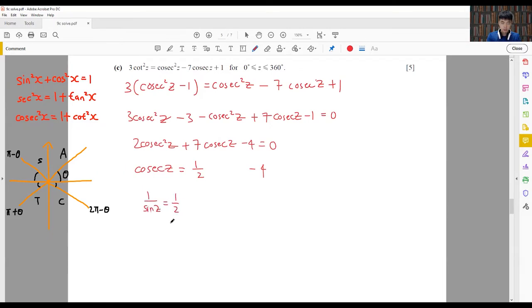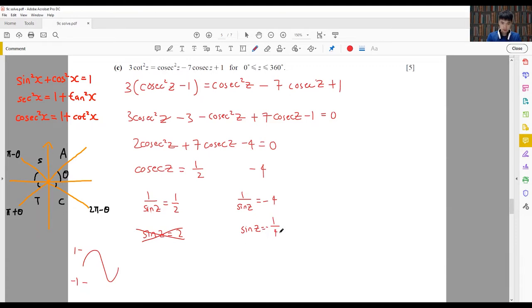All right, from here I need to change this into 1 over sine z equals 1 over 2, and therefore sine z is equal to 2. From here, I'm not going to be able to solve it because once again, our sine graph only has limits of 1 to negative 1. So for this one, there's nothing I can do to solve it. But for this next one, 1 over sine z is equal to negative 4, and therefore sine z is negative 1 over 4.